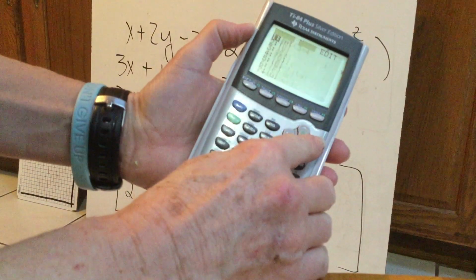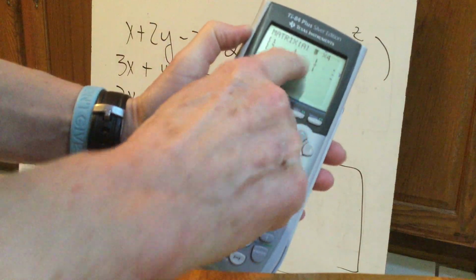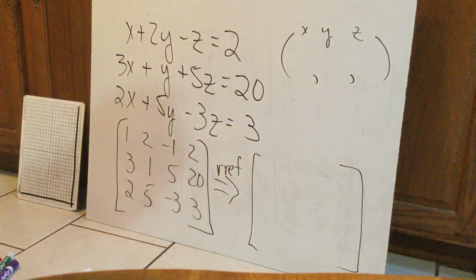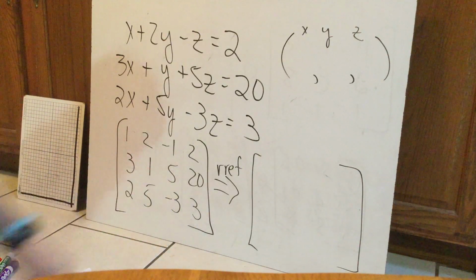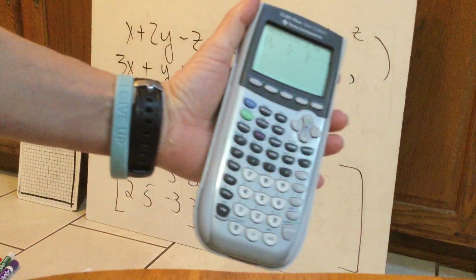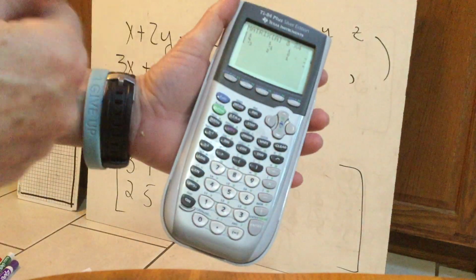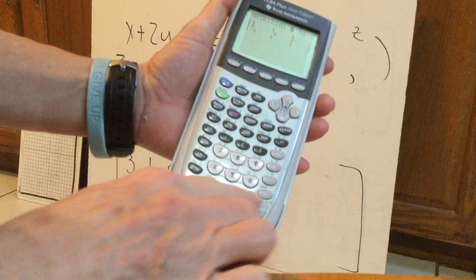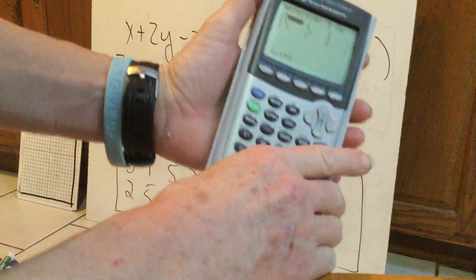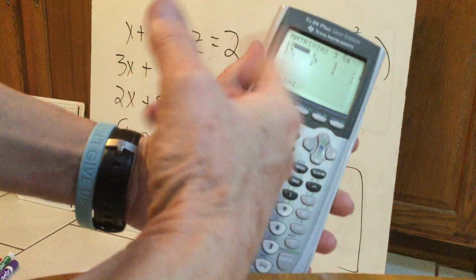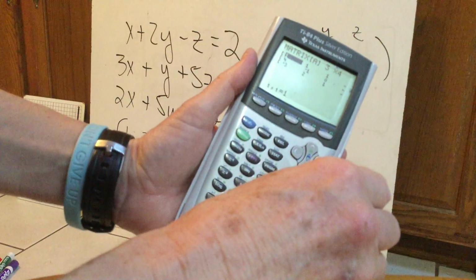I want to put these numbers in, so I'm going to click across to edit. And it wants to know, how big is the matrix you're putting in? It has 3 rows and 4 columns. So I am putting in a matrix that has 3 rows and 4 columns. I'm going to go ahead and put in 3, enter, 4, enter again. Now, I've used my calculator for many problems, so there's still numbers in there. Do not worry about that.